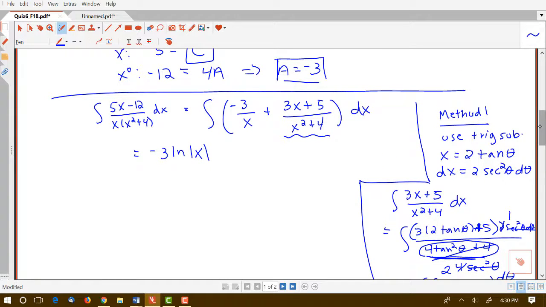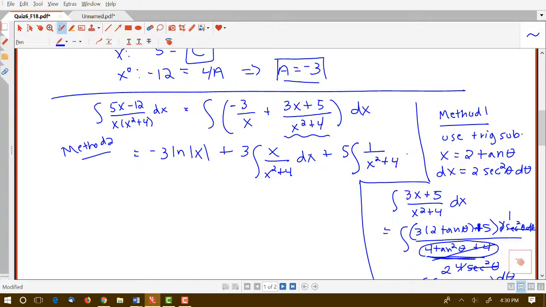What else could we do besides using some trig sub? Well, I could split the integral up right here and have 3 times the integral of x over x squared plus 4 dx, plus 5 times the integral of 1 over x squared plus 4 dx, and integrate each of these two pieces. So why is this easier?